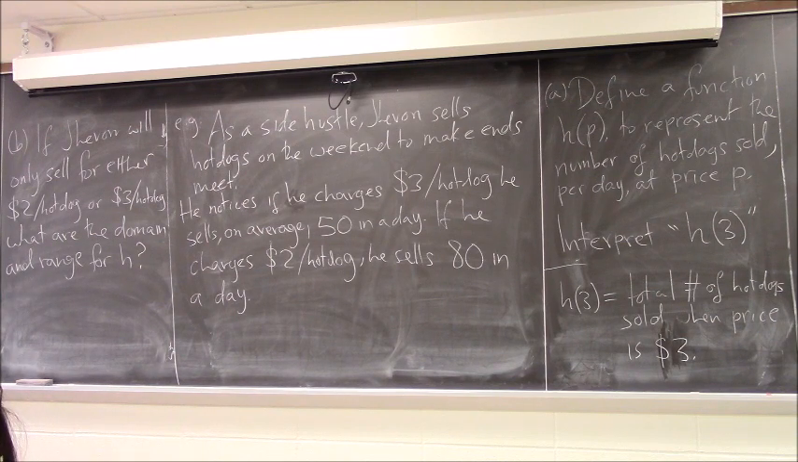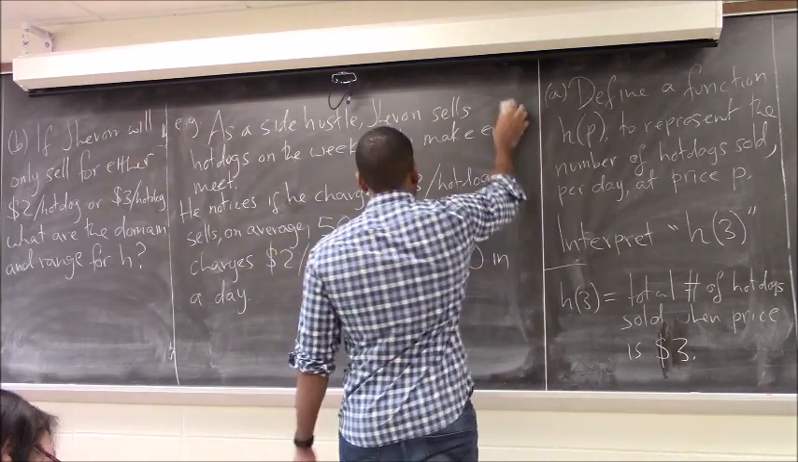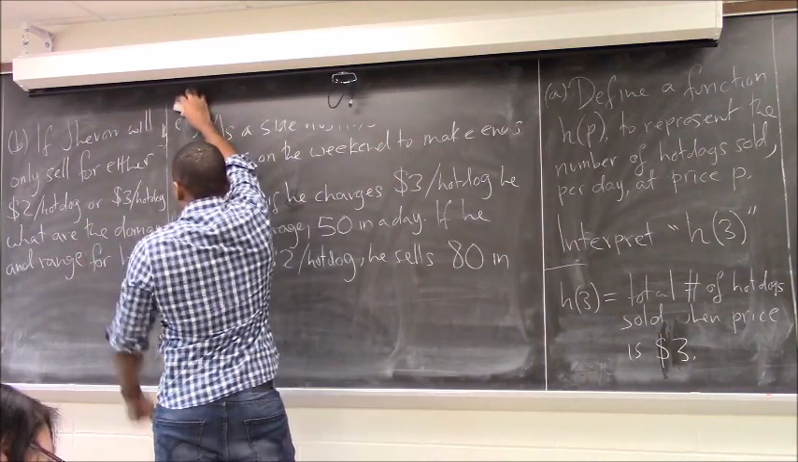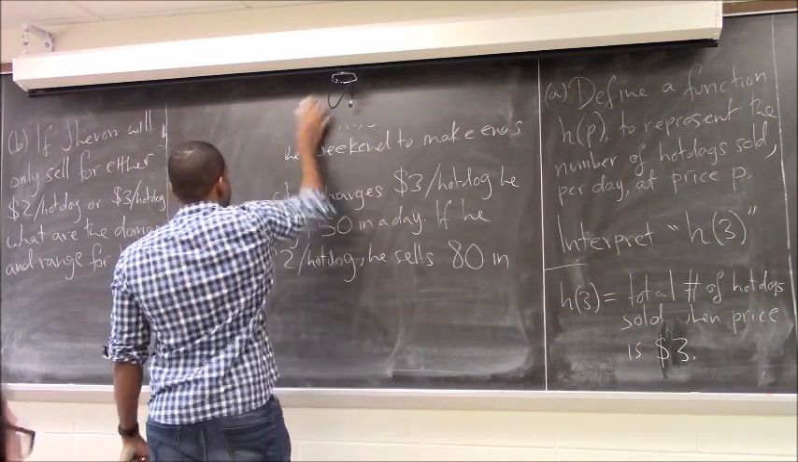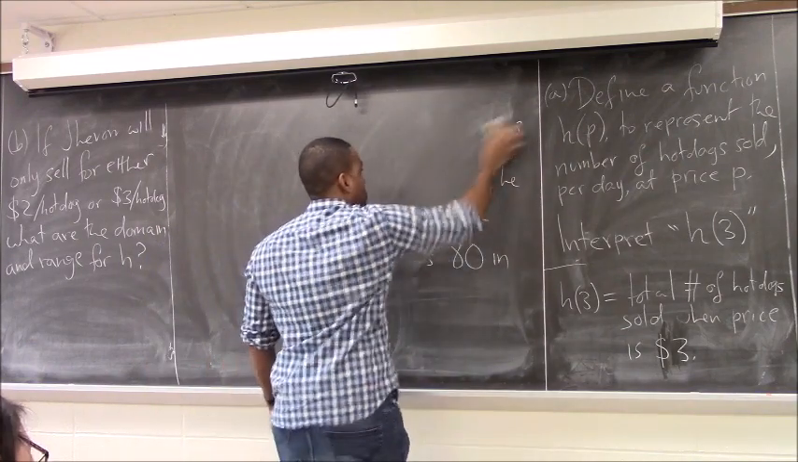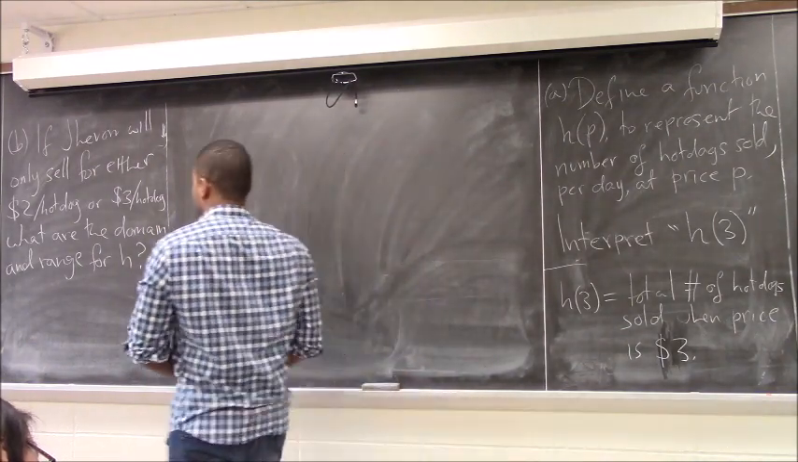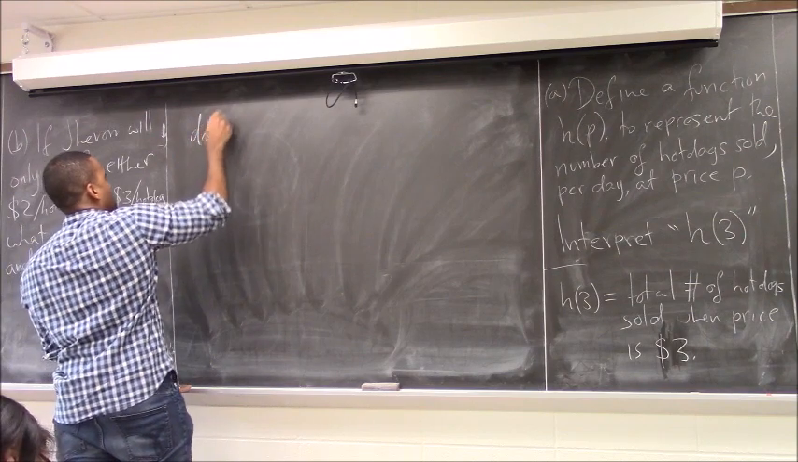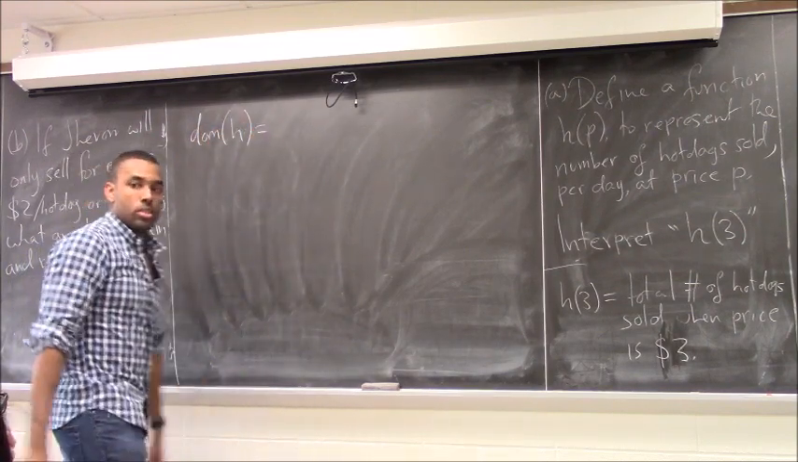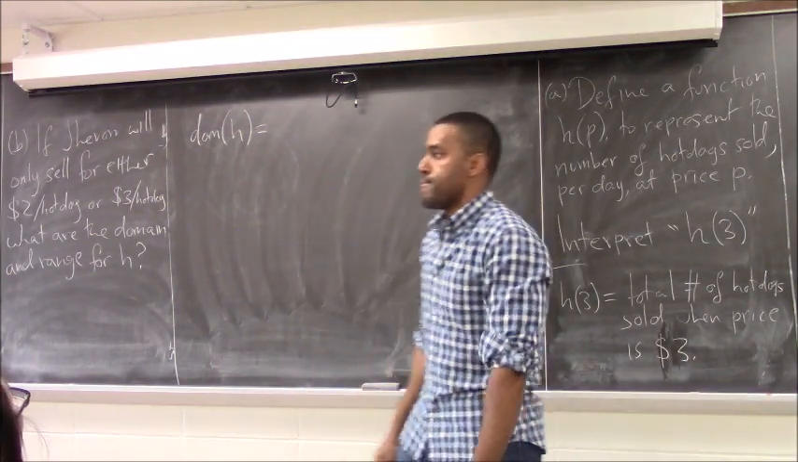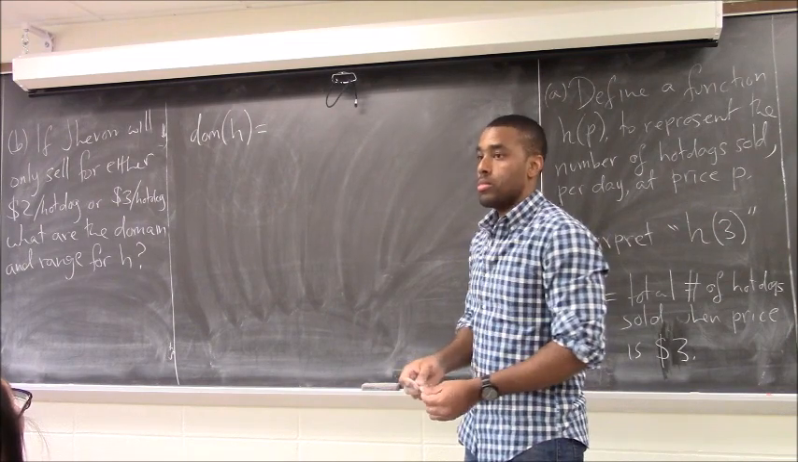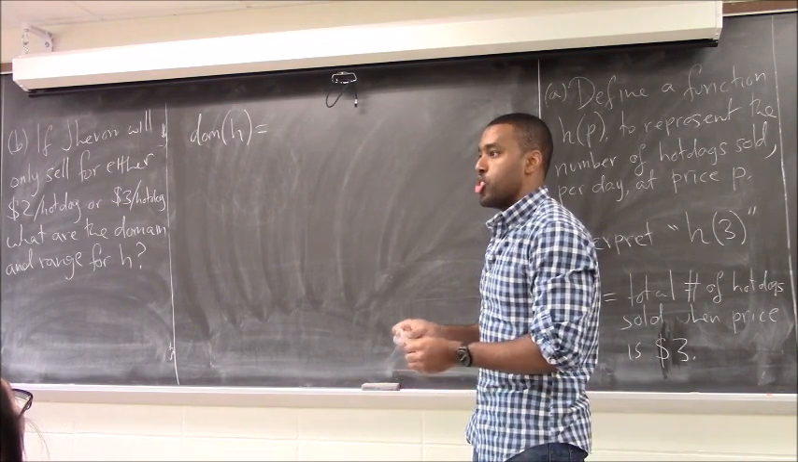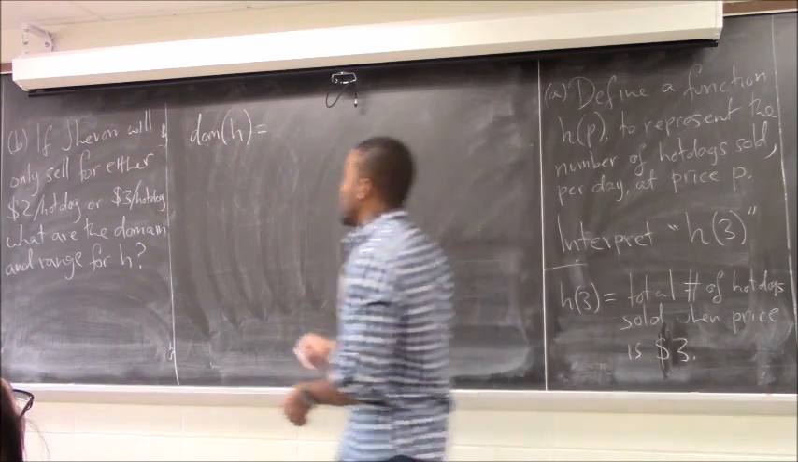So I have this situation and I'm modeling it with a function that tells me the number of hot dogs I sell at a certain price P. If these are the only two prices I'm willing to sell for, what is the domain and range of H? So tell me, what is the domain of H in this example? 2 and 3.